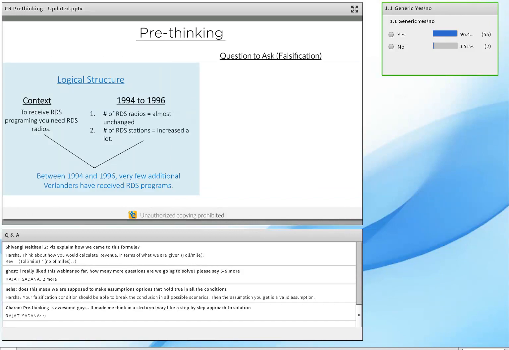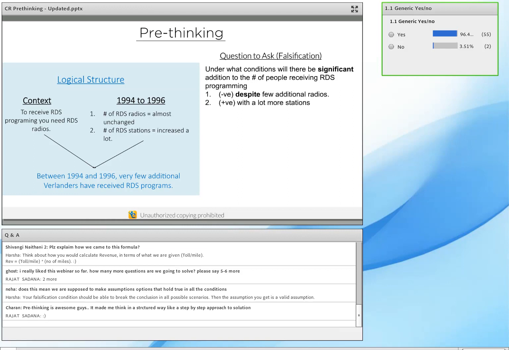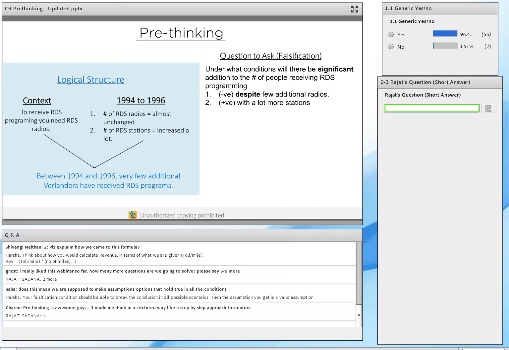All right. With that, let's ask the same question: under what condition will there be a significant addition to the number of people receiving RDS programming, given that we have very few additional radios and a lot more transmitting stations? So I want you to tell me the falsification conditions over here. What are the falsification conditions? Can you guys type them out?